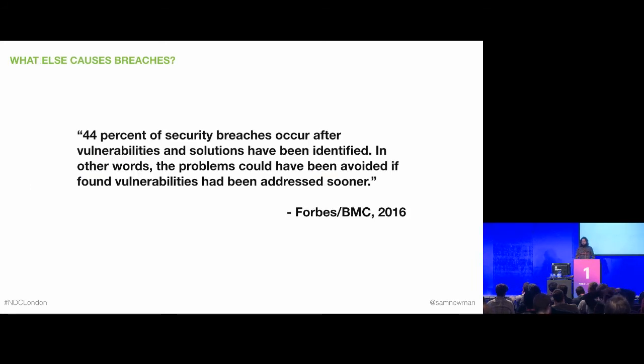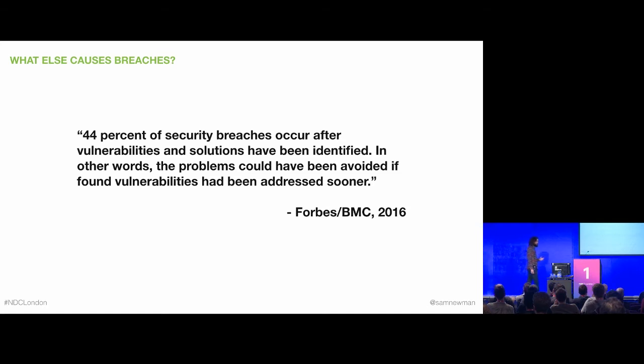This is a bit of an earlier report here. This is from Forbes BMC back in 2016, which says that 44% of security breaches occur after vulnerabilities and solutions have been identified. And they could have been avoided if those vulnerabilities had been fixed. So a large proportion of breaches are occurring for known vulnerabilities. These aren't zero-day exploits. These are things where there was a bug, they issued a patch, 6 months later, you still haven't installed a patch. Guess what? Someone's worked out how to create an exploit in NIST, and now your system is cracked.